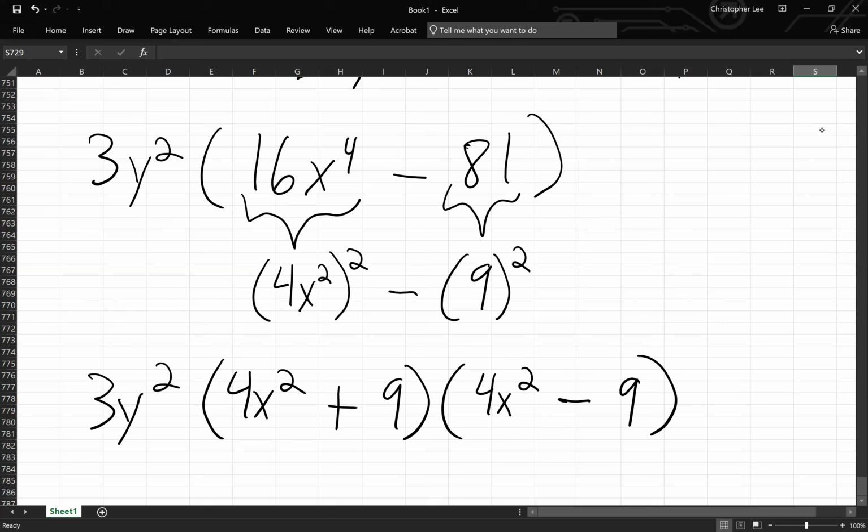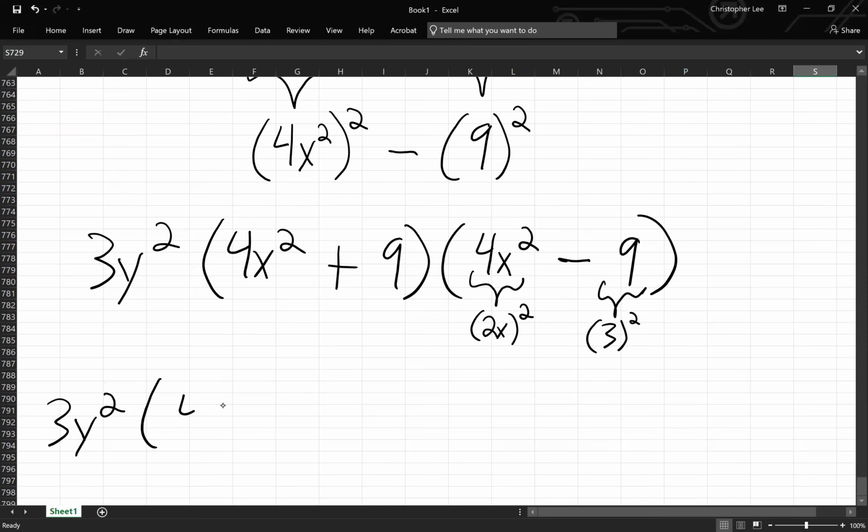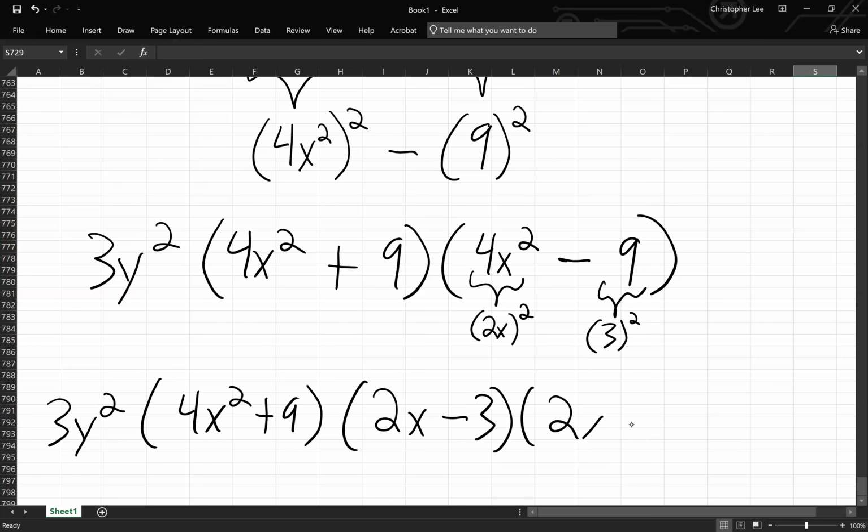No? All right. Am I done? All right. What else can I do? The 4 can become a 2. Exactly. The 9. Exactly. So this is like 2x squared, and this one is like 3 squared. So my final answer is 3y squared times 4x squared plus 9 times 2x minus 3 times 2x plus 3. This whole thing is my final answer.